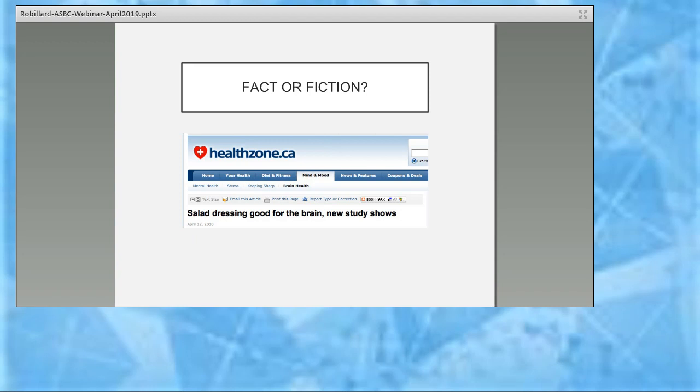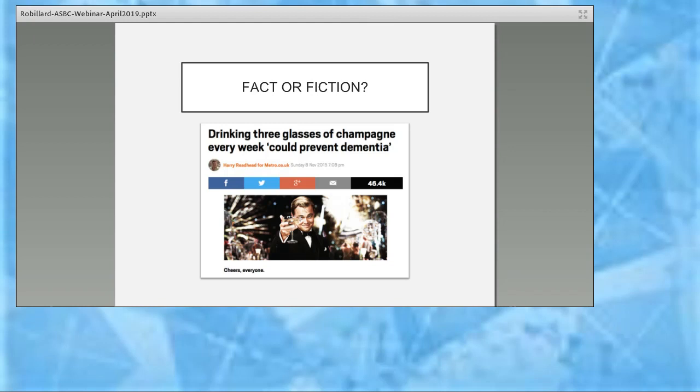And then finally, the last headline I want to share with you, which is also one of my favorites, is this one from a study in 2015, and it reads, "Drinking 3 glasses of champagne every week could prevent dementia." Wouldn't that be nice? It would also be very expensive. Of course, this is not true. This also is a study that was done in mice. They did not feed the mice champagne. They gave them this one chemical compound that is found in champagne. So definitely not the same as humans drinking champagne. So unfortunately, that story is not true.